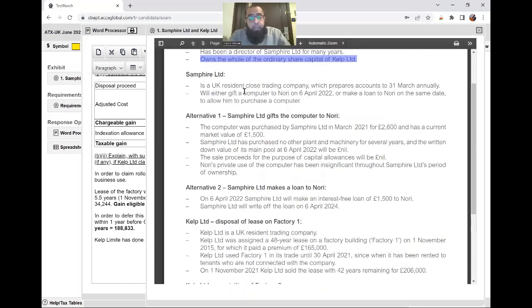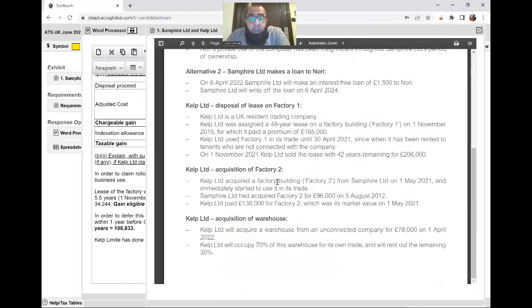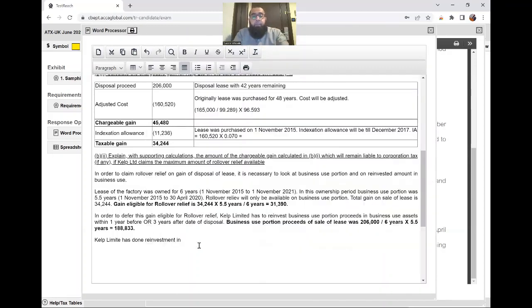Okay. Calp Limited acquired a factory building on 1st May 21 and immediately started to use it in its trade. Samphire Limited acquired Factory 2 for 96,000. We don't care about it. Calp Limited paid 138,000 for the factory. So yes, Calp Limited has reinvested some of the proceeds. Listen to me. Calp Limited has done reinvestment in Factory 2, which it purchased from Samphire Limited.